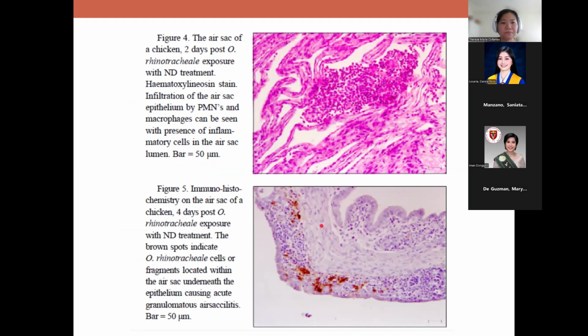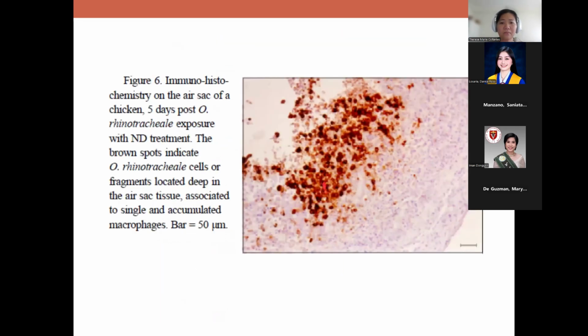And you will also see some inflammation. The host will recognize the presence of the bacteria, and then it will send out some macrophages and other white blood cells. These are the macrophages here. And here are the brown spots, these are the bacteria as detected by immunohistochemistry or IHC. You will see that these bacteria have now penetrated the air sacs. Eventually, they will cause damage. Here we see the necrotic parts of the air sacs now, and the brown spots are the bacteria.